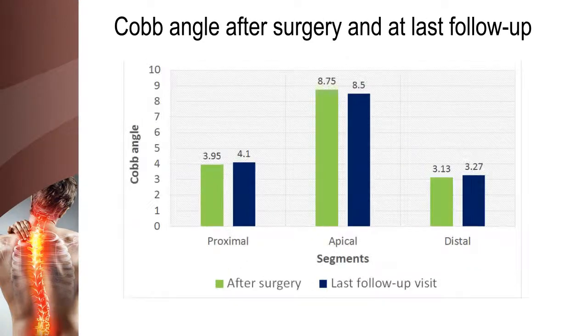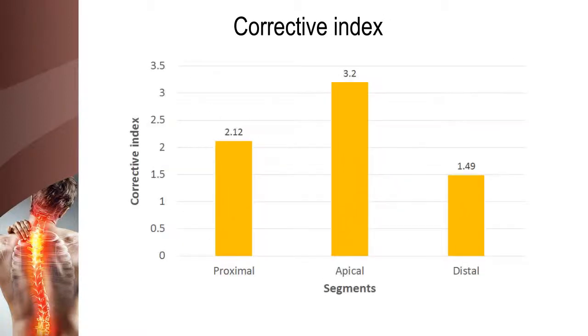The Cobb angle immediately after surgery and at the last follow-up visit was considerably higher in apical segment than that in distal and proximal segment. The corrective index was comparatively higher in apical segment than that in distal and proximal segment.